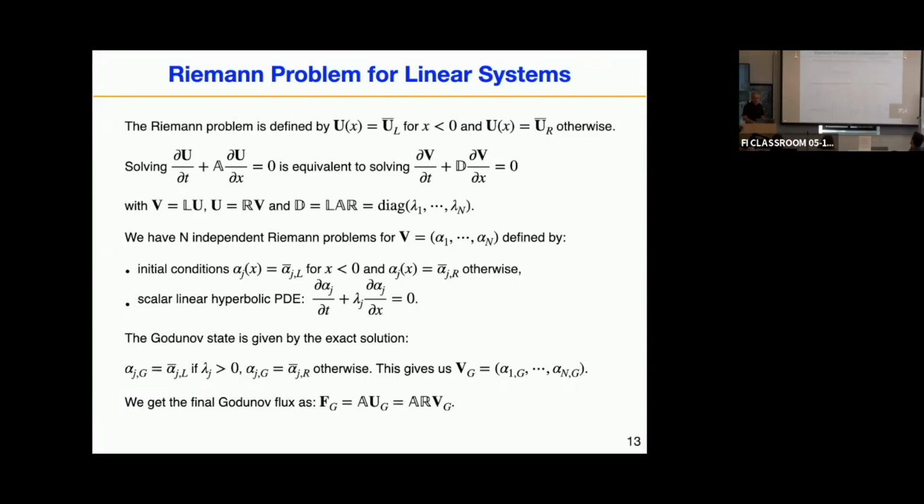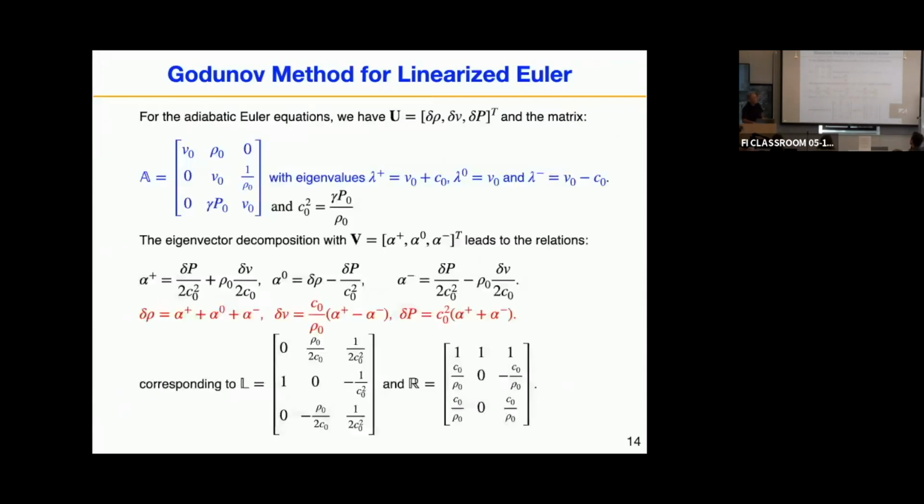Here I'm not going to do it because I don't have time, but I have a few slides where I apply this technique for the Euler equation, the linearized Euler equation. So that's the matrix A, with V naught, rho naught, P naught.